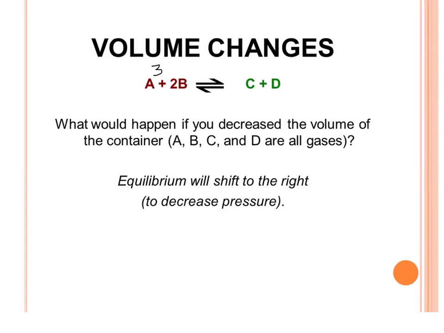So 3 moles of reactants, 2 moles of products. If we decrease the volume of the container, what will happen is the equilibrium will shift to the right because it's going to want to go from 3 to the lower number of 2. And that's in order to decrease the pressure because the pressure is proportional to our volume. If we have less moles of gas in a smaller container, it's going to decrease the pressure of the system.